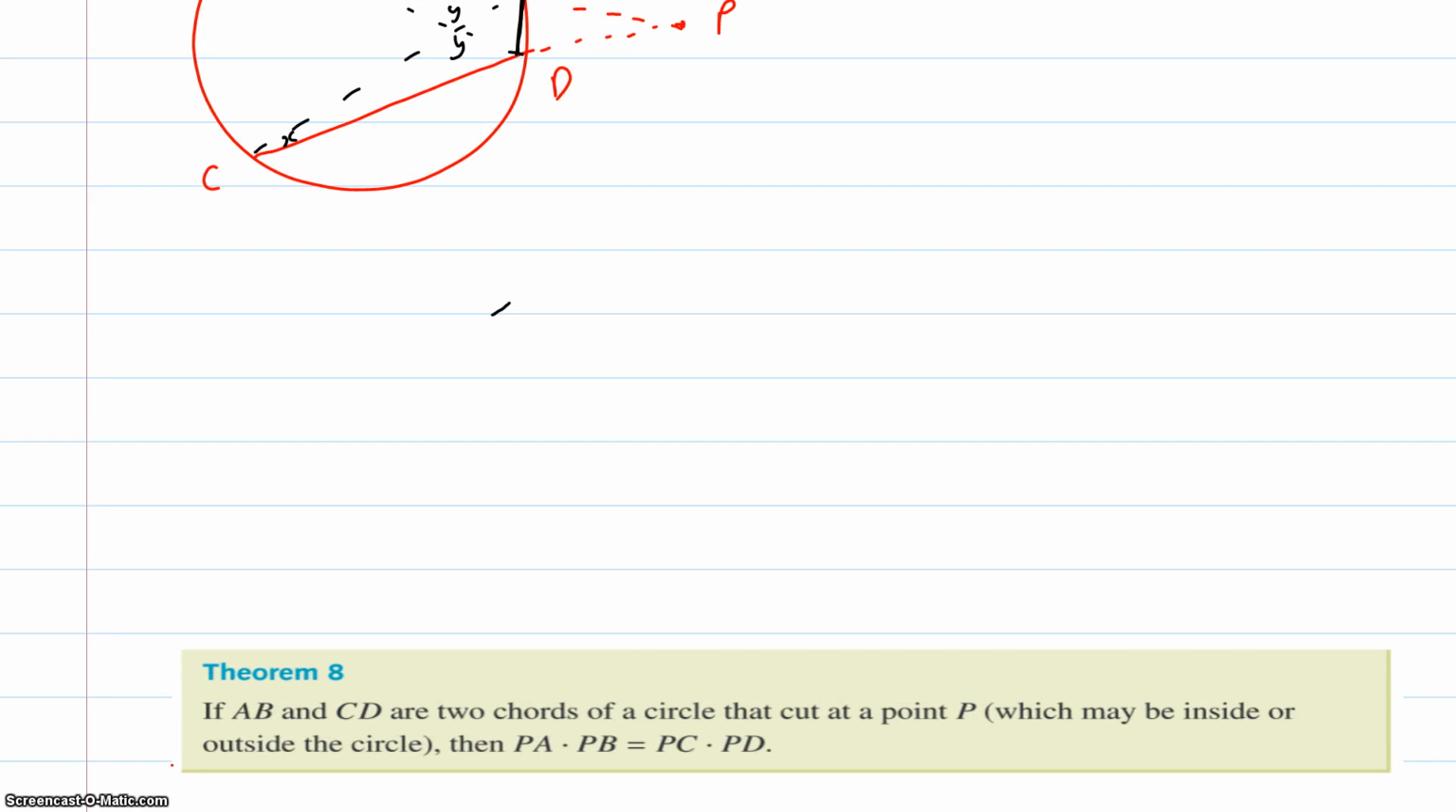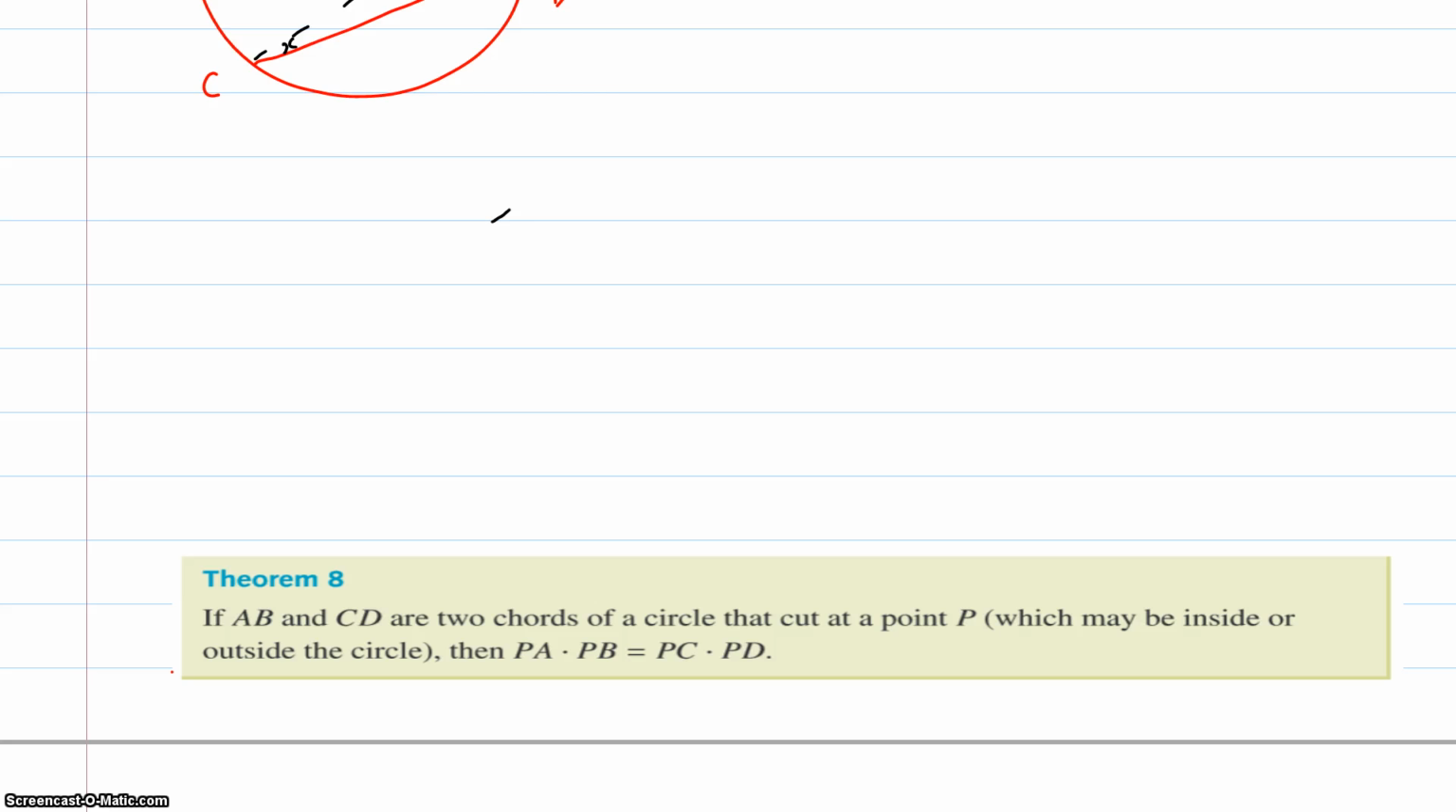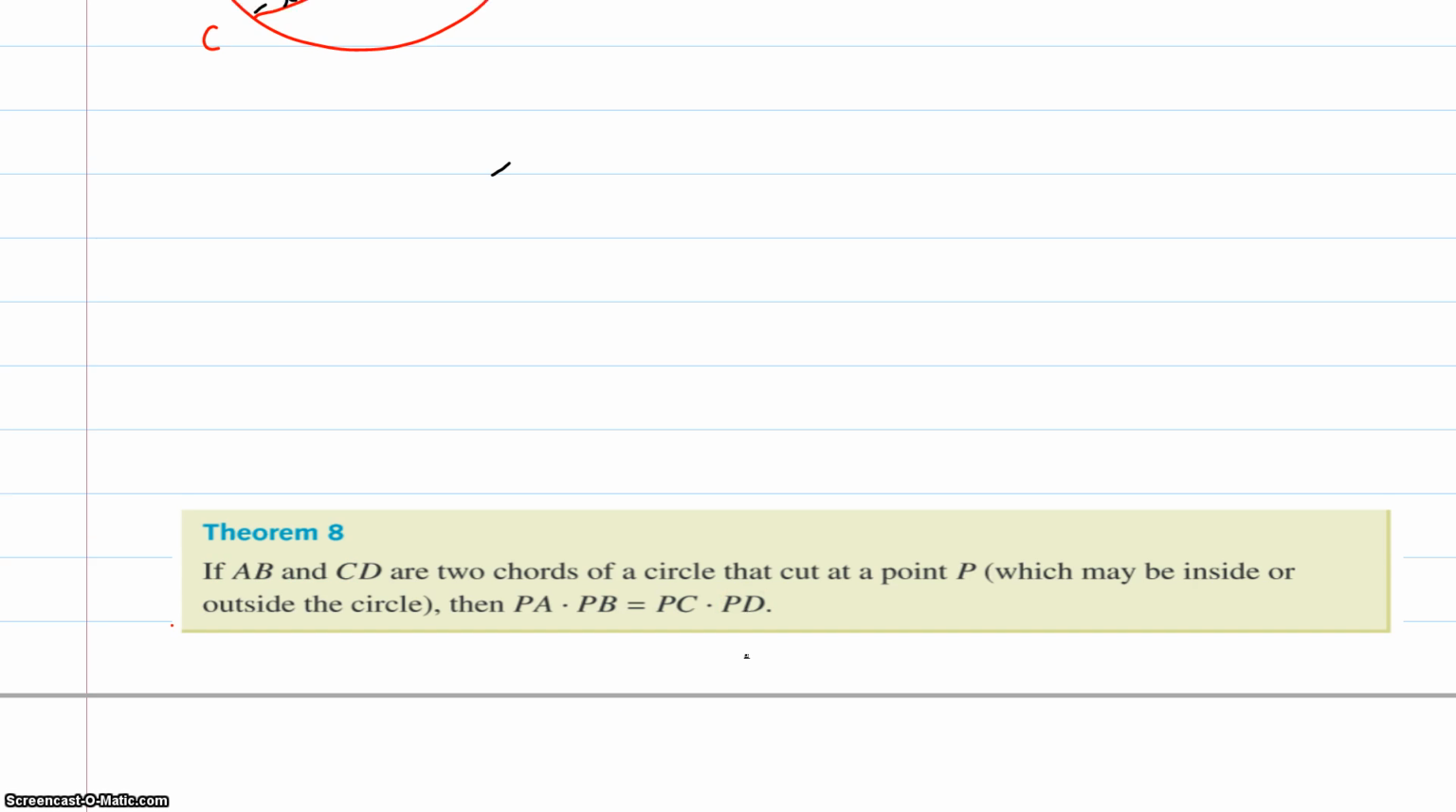So theorem 8 says that if AB and CD are two chords of a circle that cut at a point P, which again may be inside or outside of the circle, then PA multiplied by PB is PC times PD. Quite a neat little trick that is there.